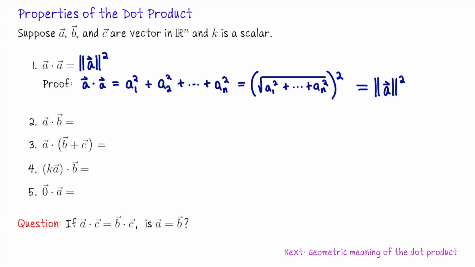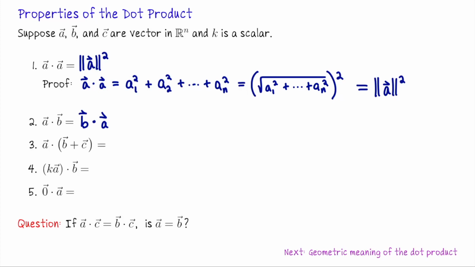Okay, the second property says that A dot B is the same thing as B dot A. I won't write down a proof, but you can check why that would be the case. A1 B1 is the same number as B1 A1. So when we compute each of those terms that we add up to compute the dot product, it doesn't matter how we order the components of A versus the components of B. So number 2 tells us that the dot product is commutative.